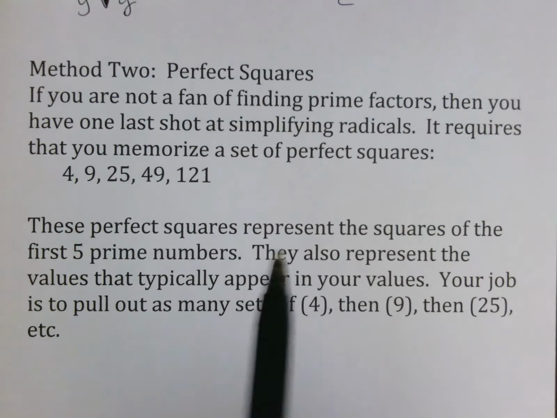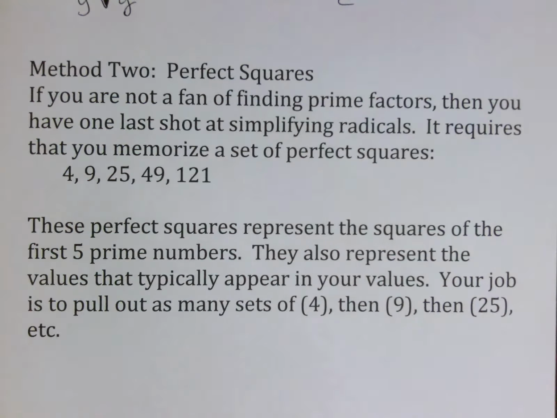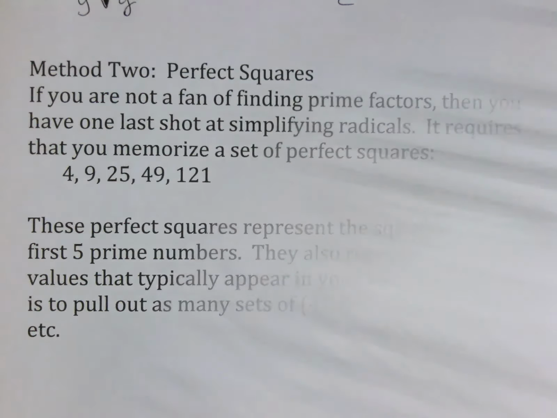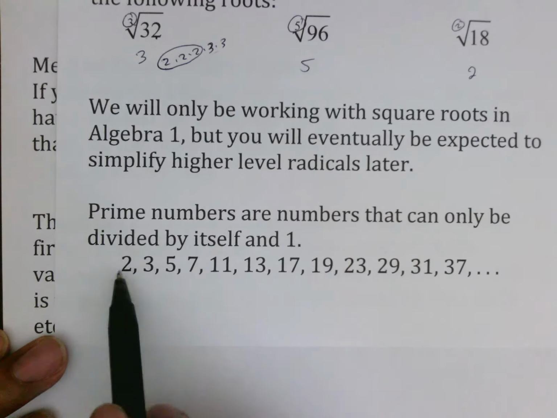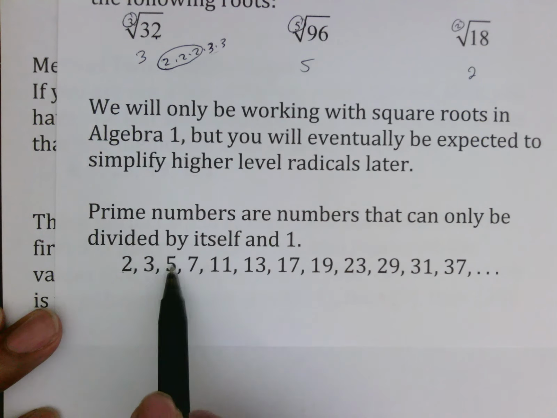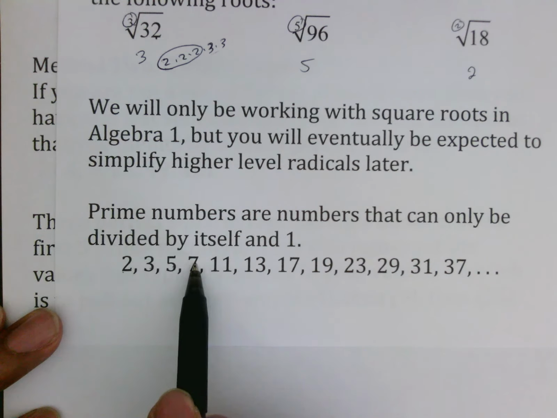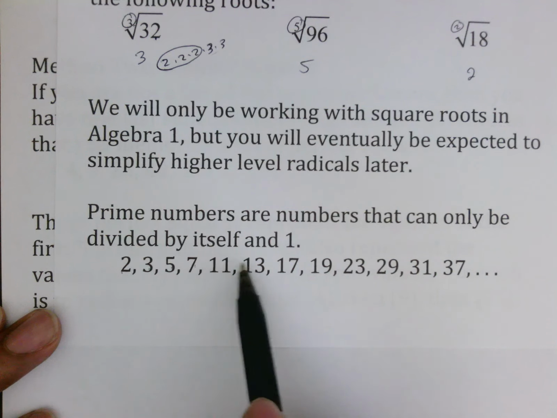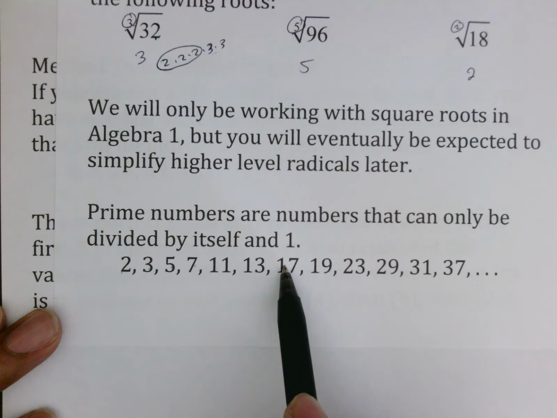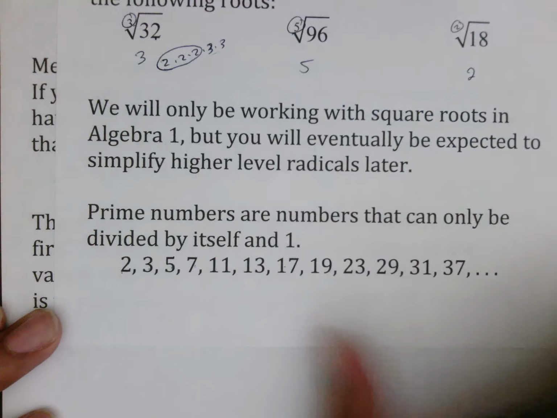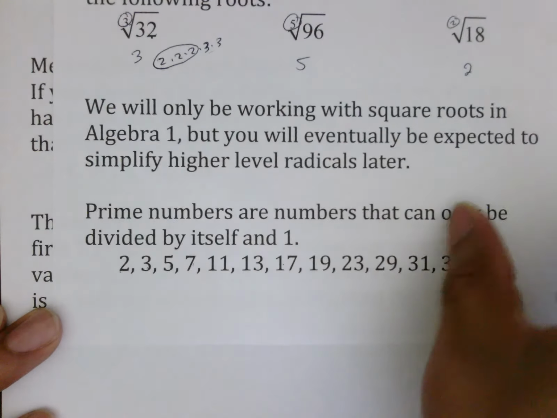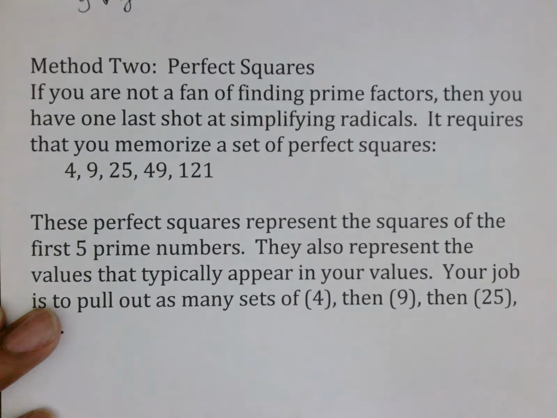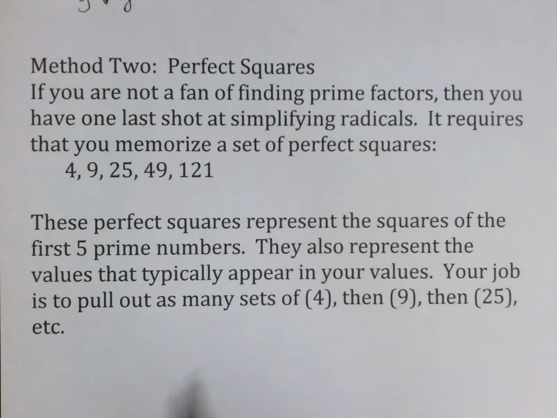These perfect squares represent the squares of the first prime numbers. If you look back at that list, 2 times 2 is 4, 3 times 3 is 9, 5 times 5 is 25, 7 times 7 is 49, 11 times 11 is 121. If 121 doesn't work, you can try 169, 289, whatever that might be. But if those don't work, you might want to go further than that. But typically for what you're going to be doing in Algebra 1, these 5 numbers will suffice.